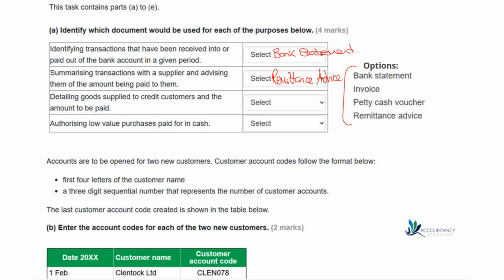Detailing goods supplied to credit customers and the amount to be paid. So this is what we issue our customers at the point of sale. So this is an invoice. And lastly, authorising low value purchases paid for in cash. So this is a petty cash voucher.